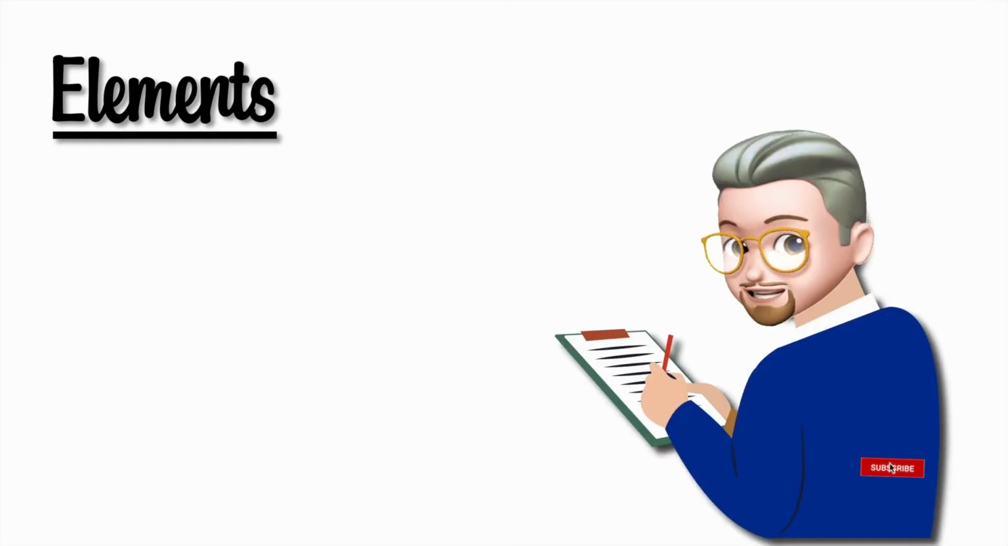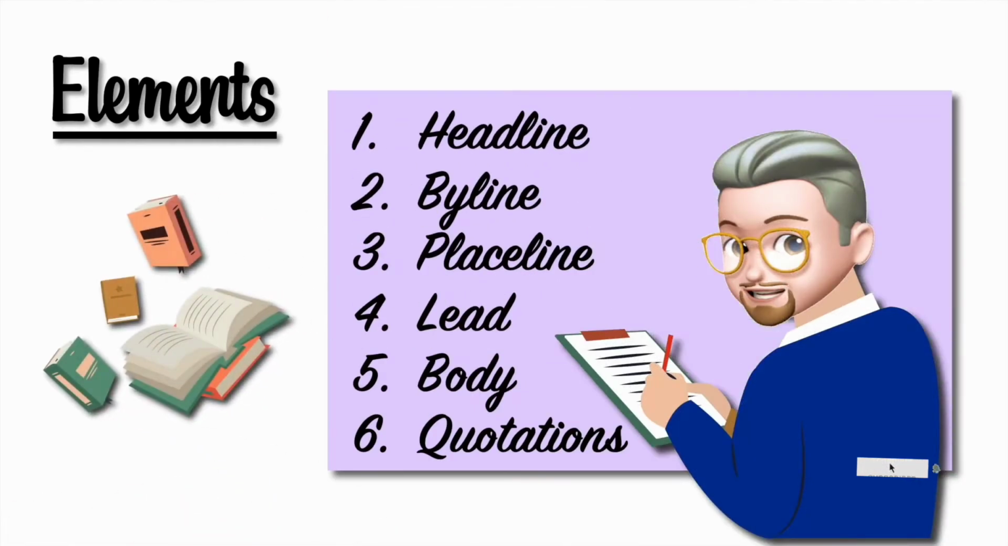Now let's look at the elements of a newspaper article. Number 1, the headline. Number 2, the byline. Number 3, the place line. Number 4, the lead. Number 5, the body. And number 6, quotations.